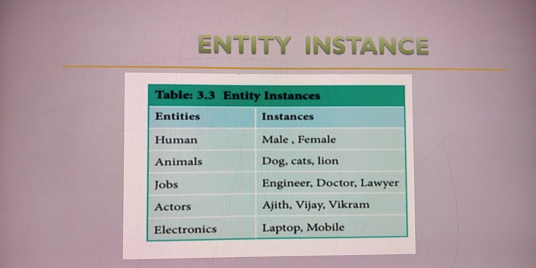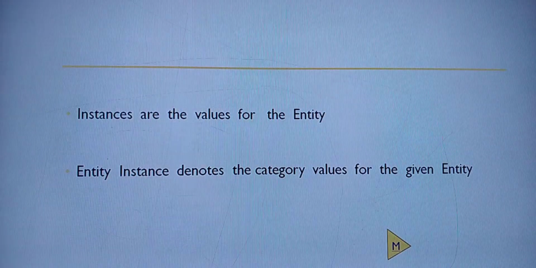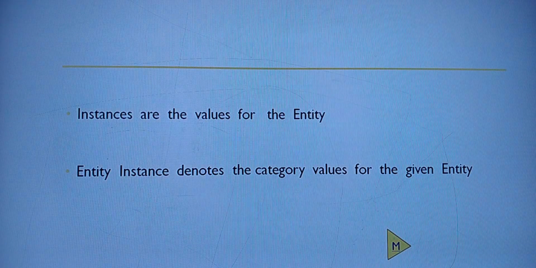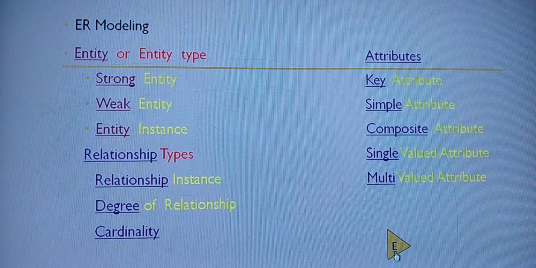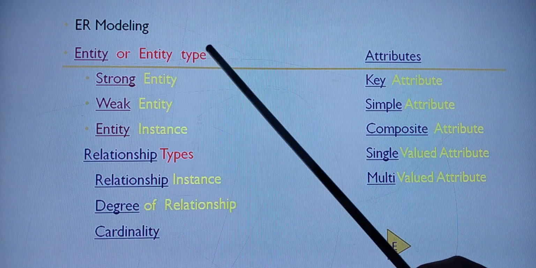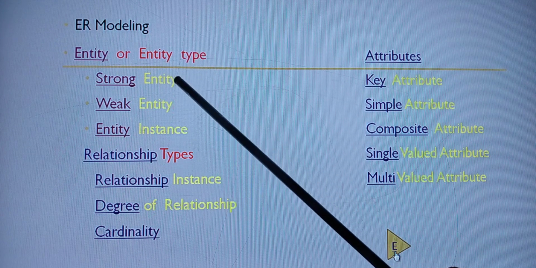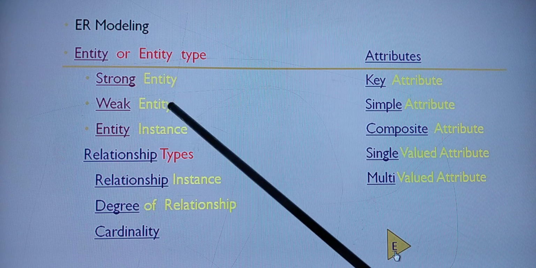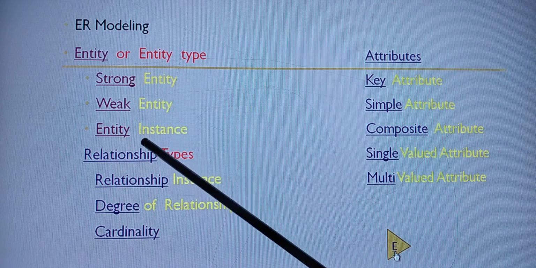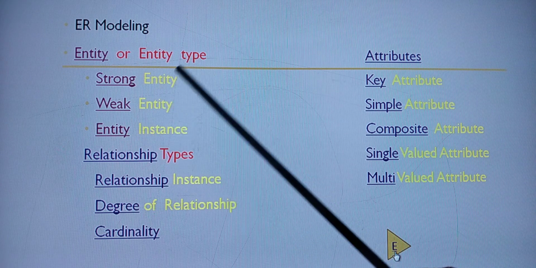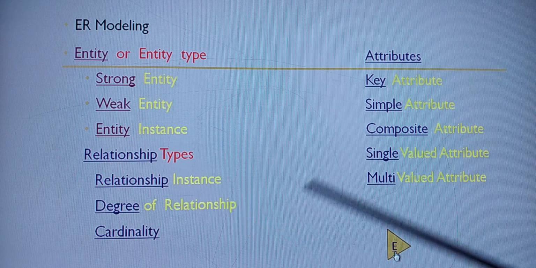So clear with the entity instance? Yes, next we can move to the next one. So we have discussed the three types that are available under entity. What is an entity and what are the types under that? That is a strong entity, weak entity, and the next one is your entity instance. We have finished discussing these three. So next we can move on to the next one.